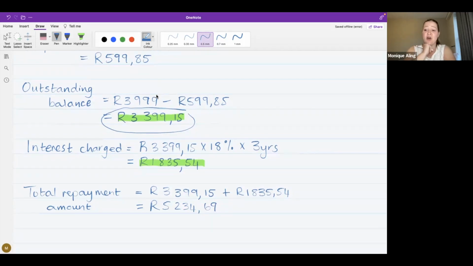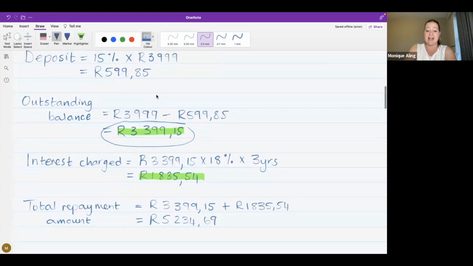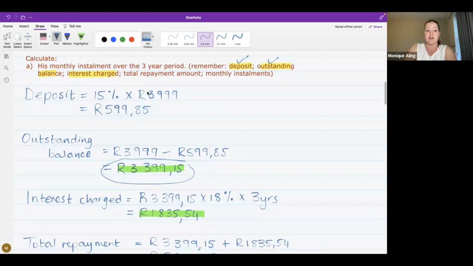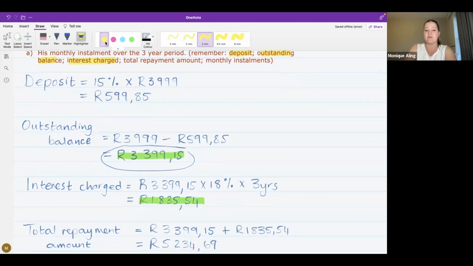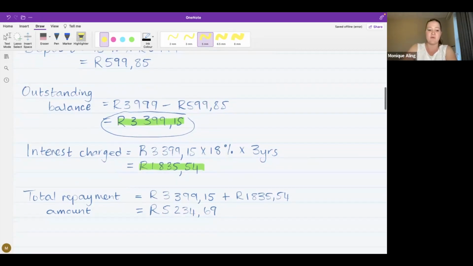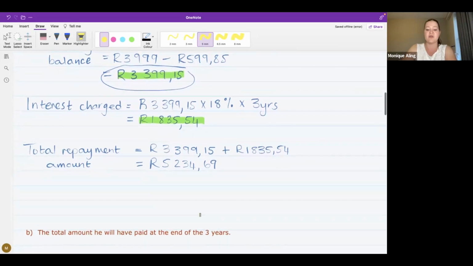Okay, so this is the total that Clint now owes after paying the deposit and interest has been added onto this amount. So the question actually asks us to work out his monthly installment over the 3-year period. So what is he going to pay every single month for the next 3 years? How are we going to work that out?